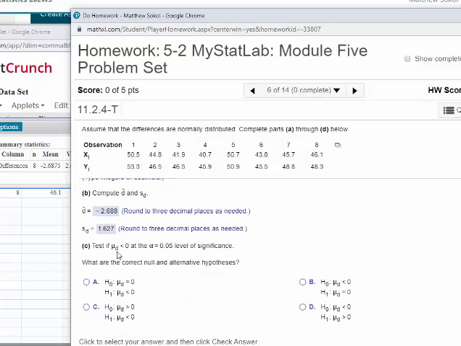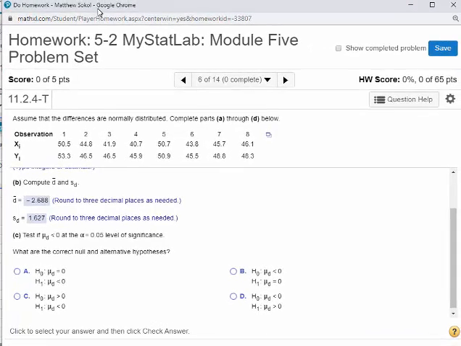All right, so now it says to test whether the difference is less than 0. So what is the correct null and alternative hypothesis? Well, we're going to assume that the difference is equal to 0, and we want to test that it's less than 0.